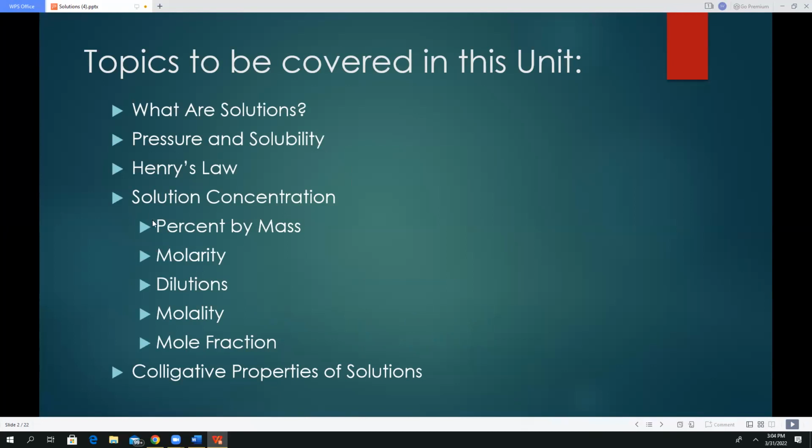This is what we're going to cover. We're going to look at pressure and solubility, Henry's law, solution concentration, of which we've already covered molarity and molality, which are in dilutions, these three. But we are going to cover the rest of it then.